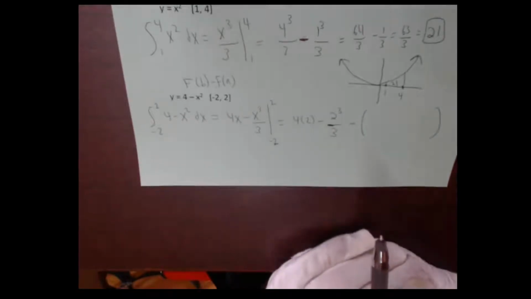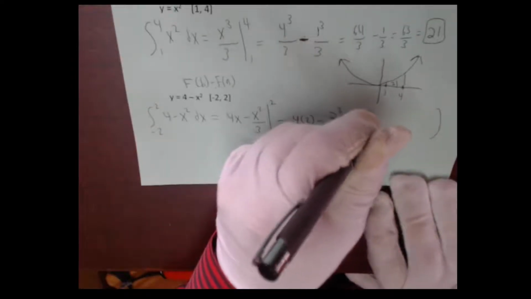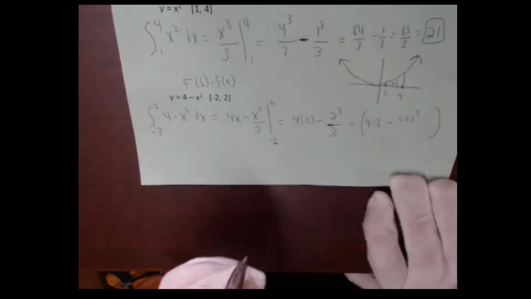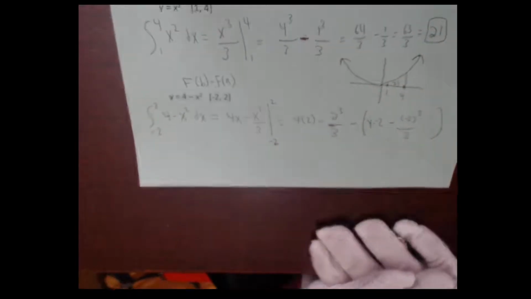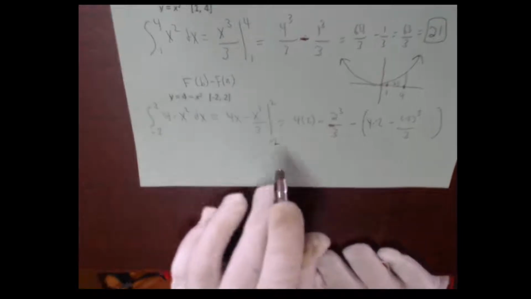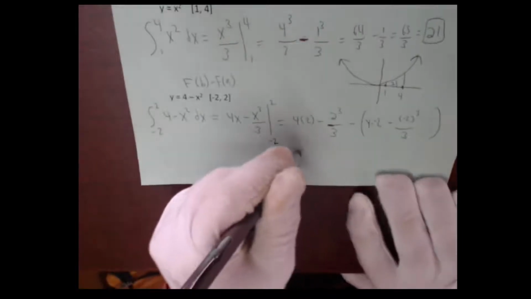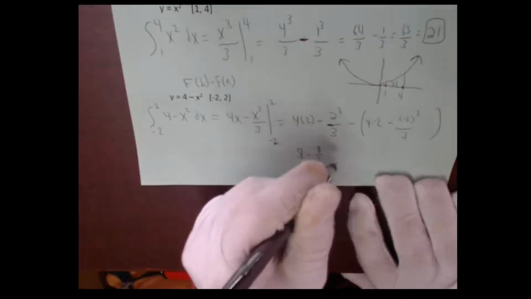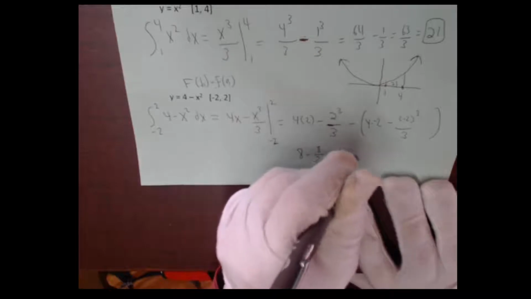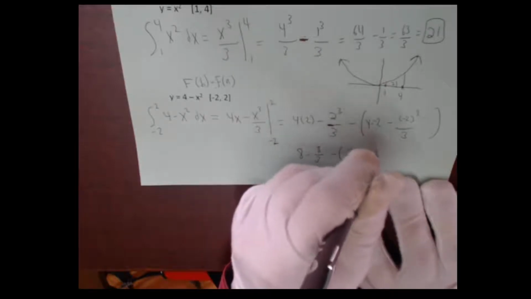and then adding. All right, now we plug in -2, so that's 4 times -2 minus -2 cubed over 3. And that is evaluating this function from -2 to 2. So that's going to be 8 minus 8/3 minus -8 minus -8 over 3.